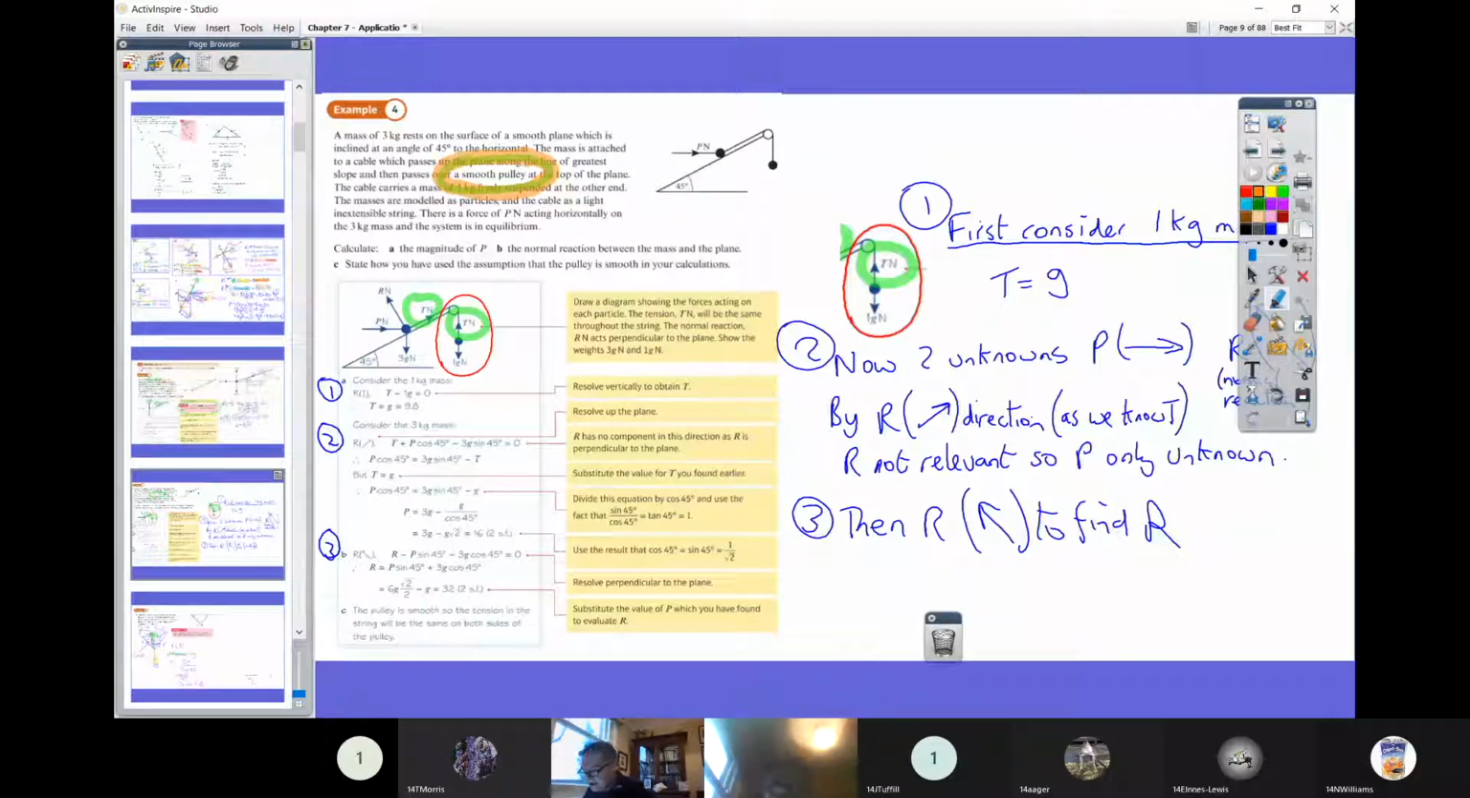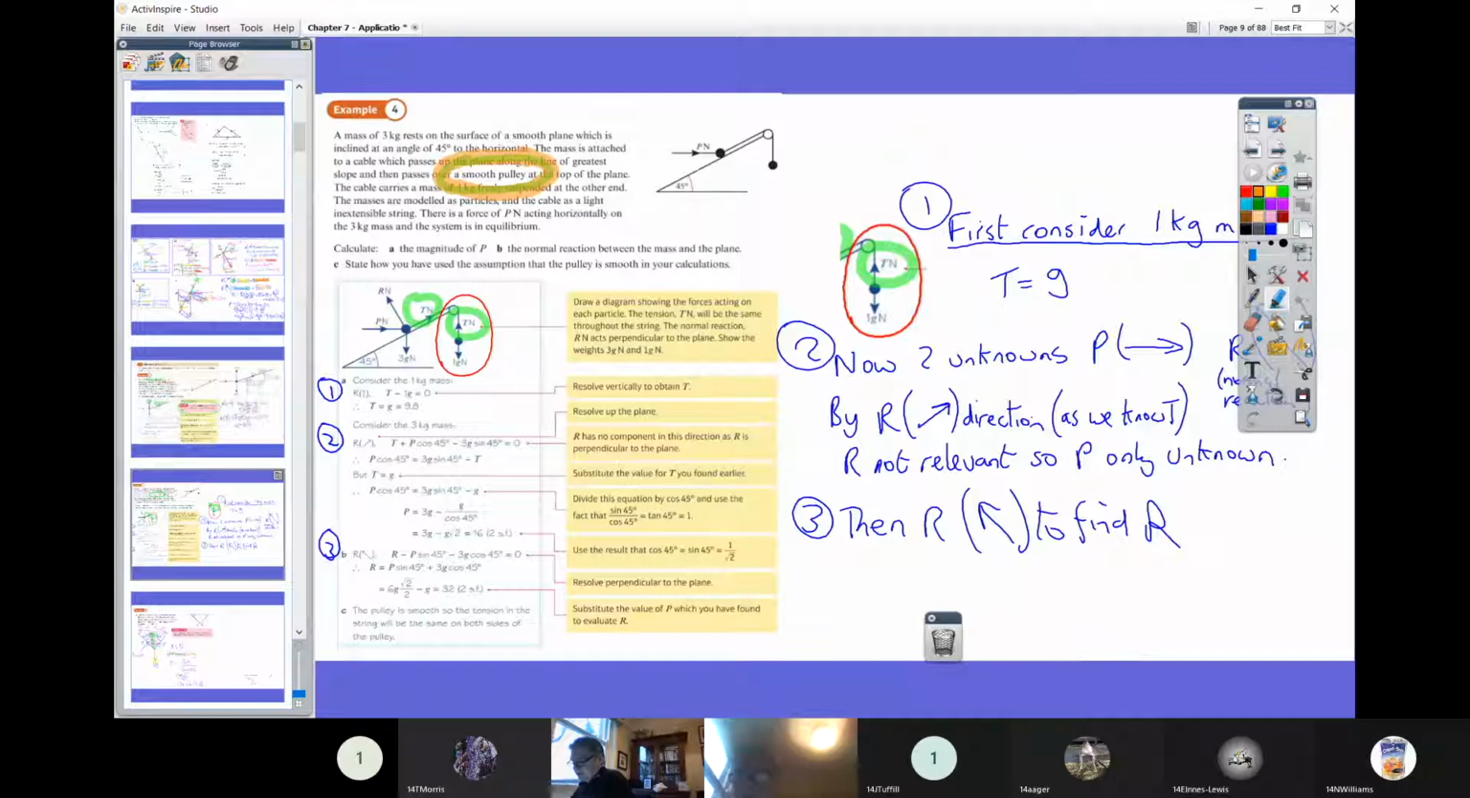Then you can see I've extracted the bit over on the right. Look at it from the point of view of the 1 kilogram mass, which is just coming over the end. You can look at that in isolation, and that straight away tells you that the tension equals the weight. So just by focusing on the bit on the right, you can then go back and focus on the 3 kilogram mass and work your way through, as I've said there.